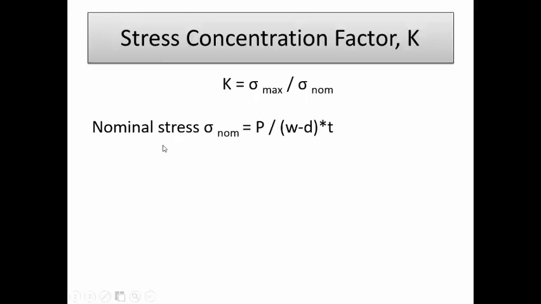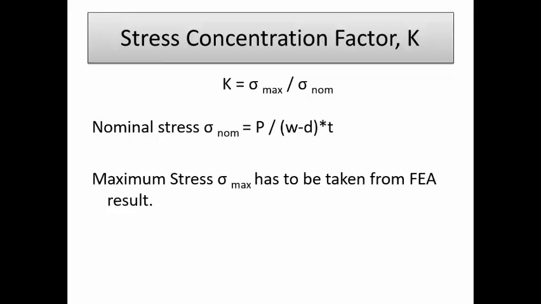For the present case, nominal stress, sigma nominal, can be calculated using the regular stress formula, that is force per area. Since the considered square plate consists of a circular hole, the area can be calculated as the total width of the square plate minus the diameter of the circle, times thickness. Okay, the maximum stress value can be taken from the FE analysis results.